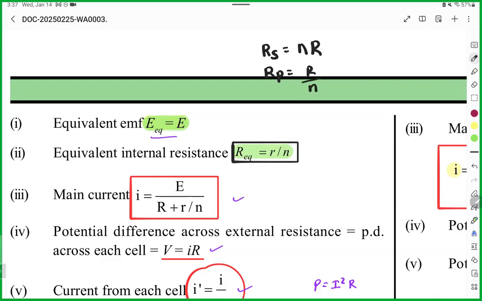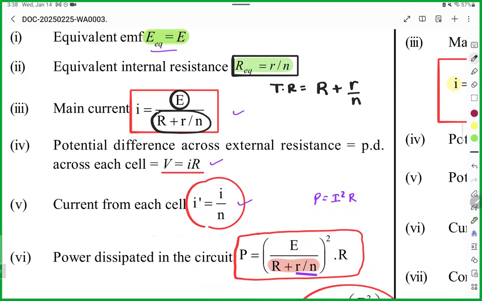Of the internal resistance. Total current: first, you have to calculate total resistance. Total resistance will be, our load is R and internal resistance is R by N. Same. Total EMF was E. Total resistance was this. Correct.